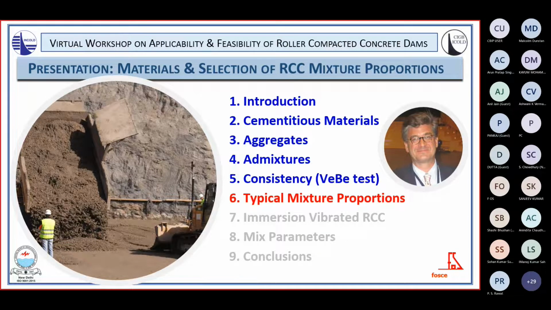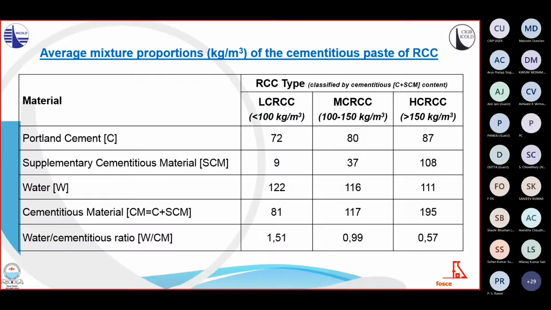Typical mixture proportions. The average mixture proportions of the cementitious paste for different RCCs are included in this table. The content of Portland cement in first row is considered to be similar regardless of the RCC type. As has been mentioned before, the use of an SCM such as fly ash or pozzolan is actually the distinctive factor between low and high cementitious RCC, and the difference in this case is in average circa 100 kg per cubic meter.